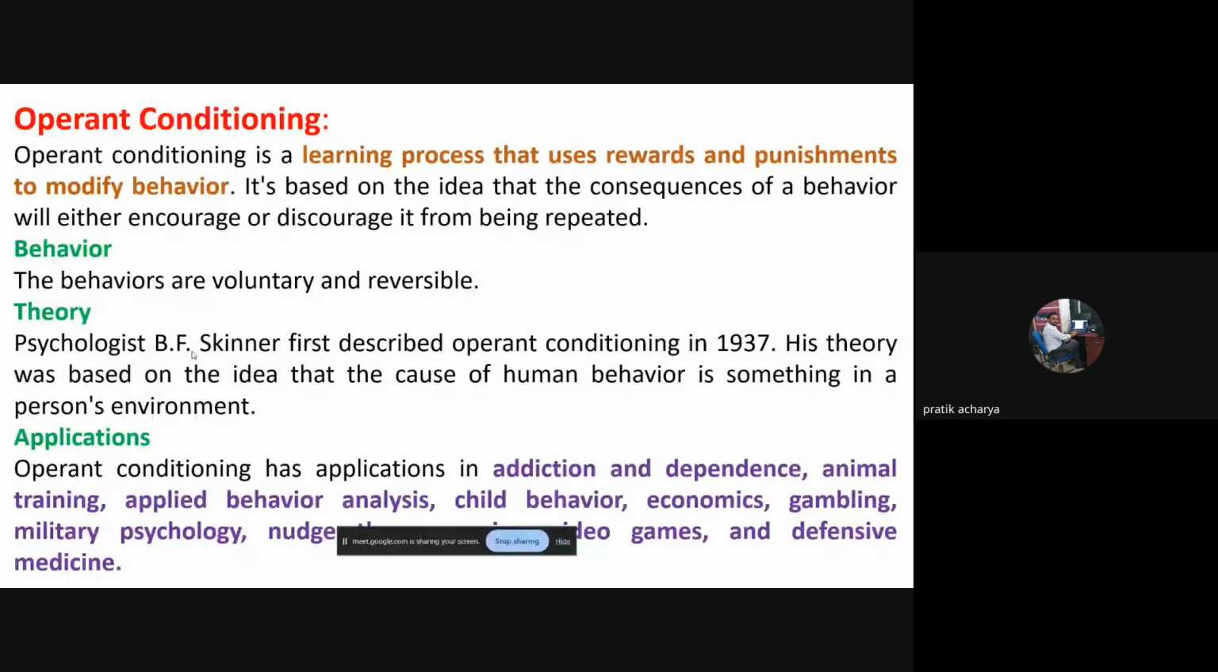We'll discuss in the application part that operant conditioning has applications in addiction and dependence, animal training, applied behavior analysis, child behavior, economics, gambling, military, psychology, everything.